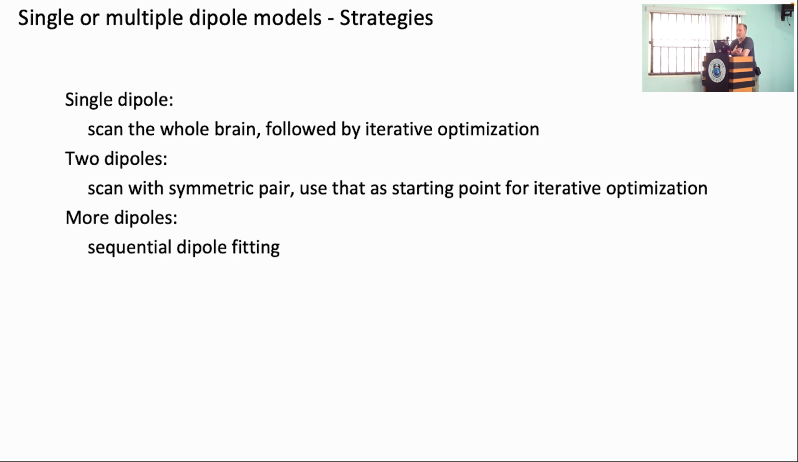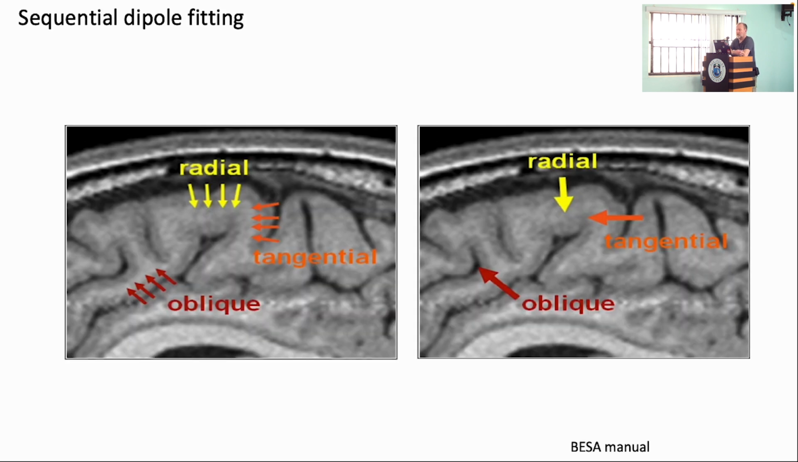If the data needs more dipoles to be explained properly, then we often use sequential dipole fitting. Sequential dipole fitting basically assumes that we describe every cortical patch with an equivalent current dipole. So these are the individual dipoles, and this is the equivalent current dipole. And what we do is we look at the ERP, and we realize that the ERP is basically evolving over time.